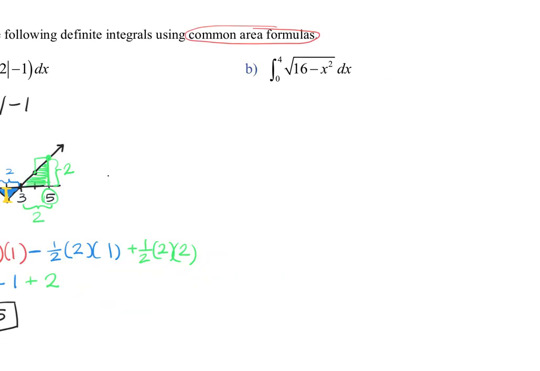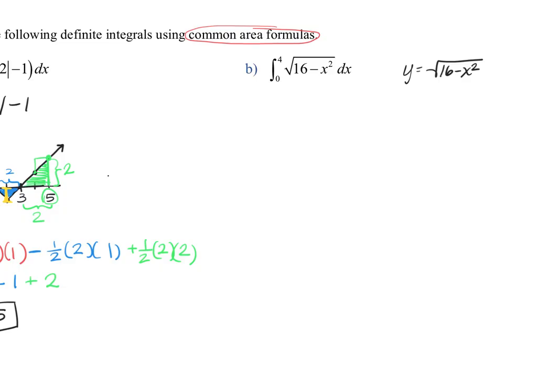Part B asks us to compute the integral from 0 to 4 of the square root of 16 minus x squared dx. So again, using common area formulas means we want to use some geometry and we need to take a look at a graph. So on this one, we're trying to figure out what does y equals the square root of 16 minus x squared look like. Again, if you have a graphing calculator or Desmos, you certainly could graph the function utilizing technology, but we're going to try to think about this without technology.